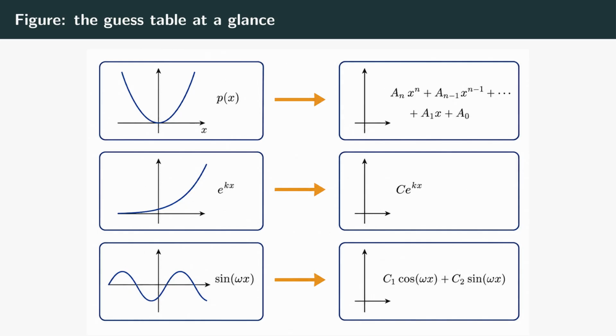The exponential maps to a single unknown constant times that very same exponential, and the wave maps to a combination of cosine and sine, both present, with 2 unknown coefficients. The whole picture says one thing: the guess is a mirror of the drive. Whatever shape is pushing on the system, the particular response has the same shape, and all that is left to discover is how big each piece is. Those sizes are the undetermined coefficients, and we find them by substitution.